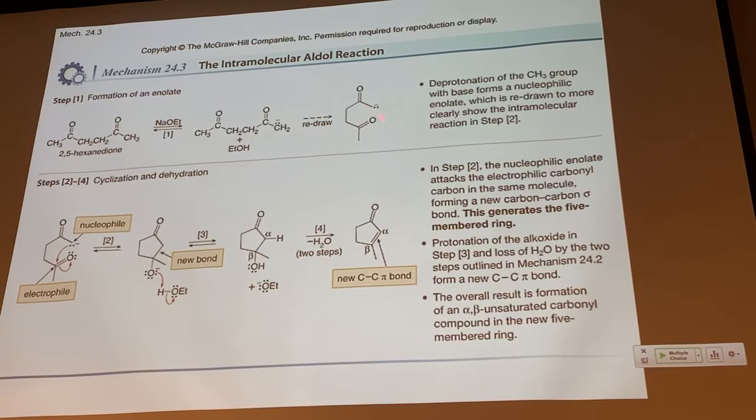It would have been helpful if they'd drawn the major contributor. They've drawn the double bond here. This is the less substituted, so they've drawn the kinetic enolate. So what's going on here? Why are they drawing the kinetic enolate when we're using conditions where the thermodynamic enolate would be the major product?